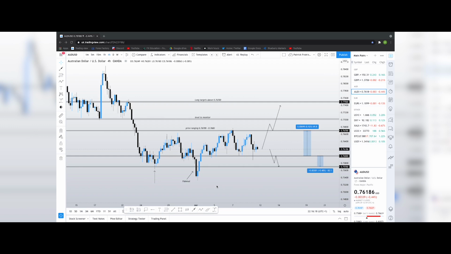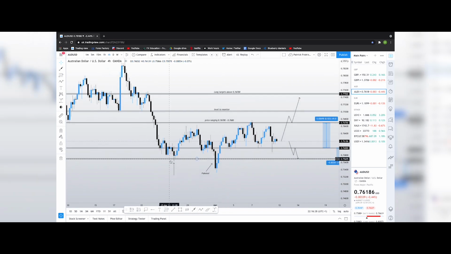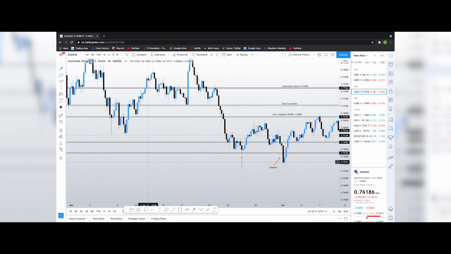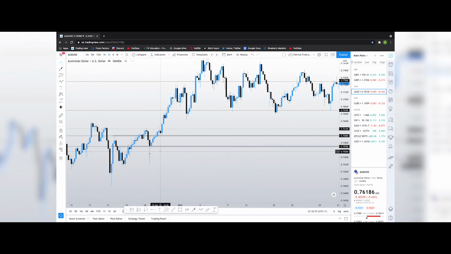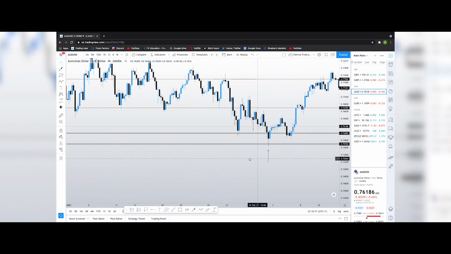Moving on to our final pair, guys, we're going to be looking at AUD/USD. As you can see, we have been making impulsive moves to the downside and have reached a level of support at around 0.75700. As you can see, we've had a wick rejection here, and if we look at previous price action, we've had another wick rejection here and also another wick rejection here.